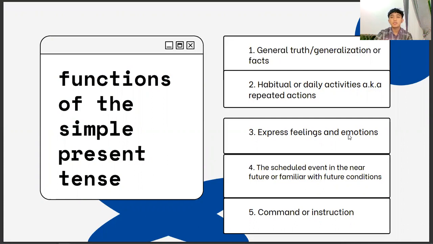Number 2 is habitual or daily activity or repeated action. Number 3 is express feeling and emotion. Number 4, the scheduled event in the near future or familiar with future condition. Number 5 is command or instruction.